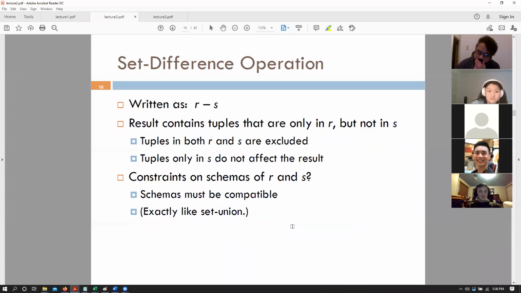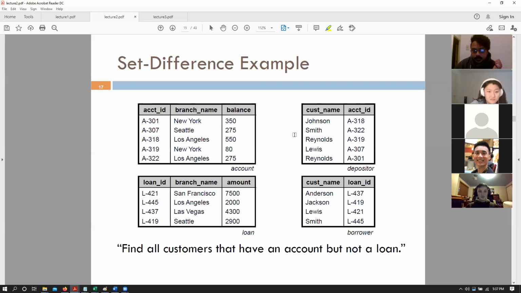Similarly, we also had set difference. Set difference, remember, gives results containing tuples that are only in R but not in S, right? So essentially, I want tuples that are in a particular table and not in another table at all. Any overlap between those two tables gets removed as well. Again, the schema for that is the same as that of set union.